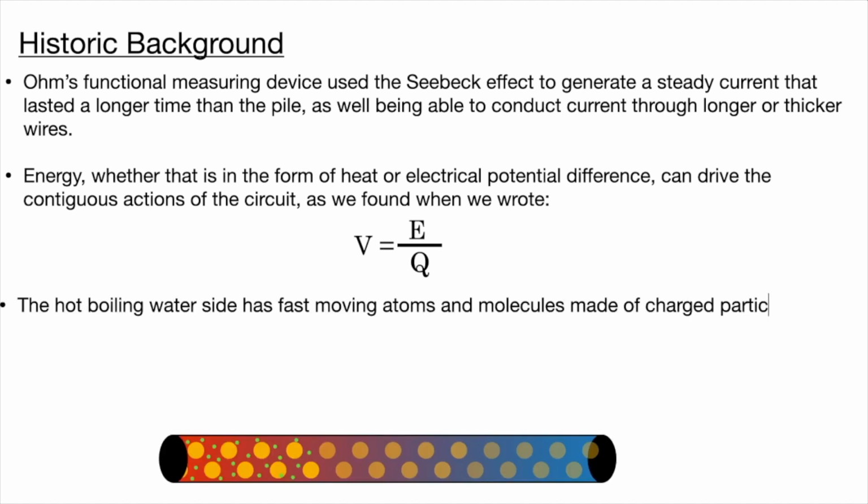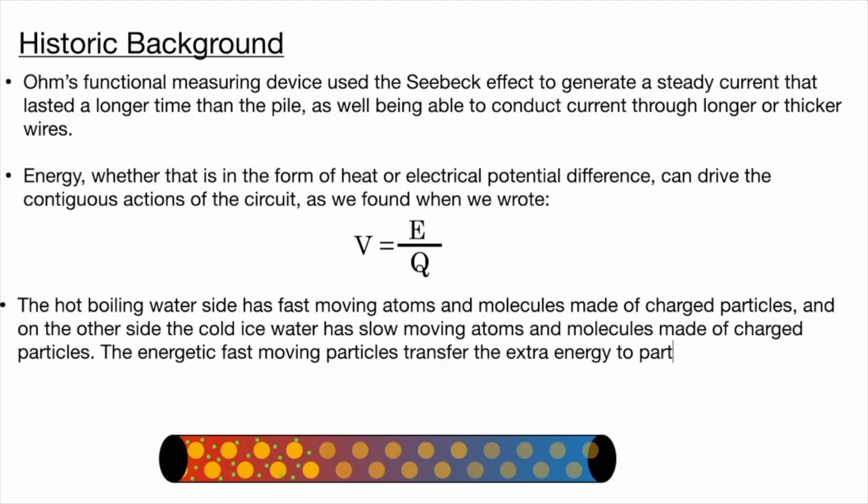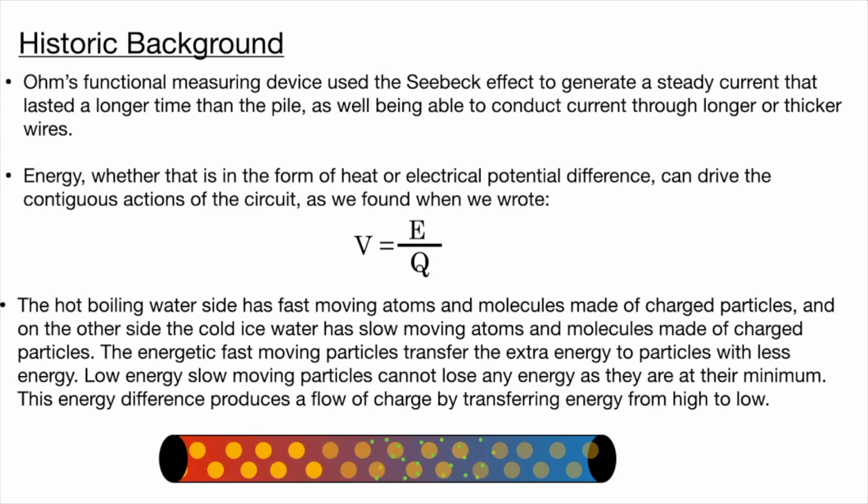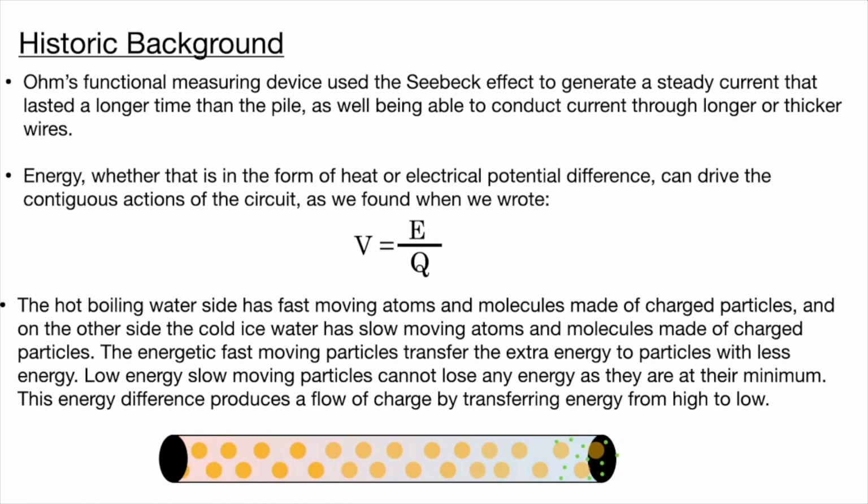The hot boiling side has fast-moving atoms and molecules made of charged particles, and the other side is the cold ice water that has slow-moving atoms and molecules made of charged particles. The energetic, fast-moving particles transfer the extra energy to the particles with less energy. Low-energy, slow-moving particles cannot lose any energy as they are at a minimum. This energy difference produces a flow of charge by transmitting energy from high to low.